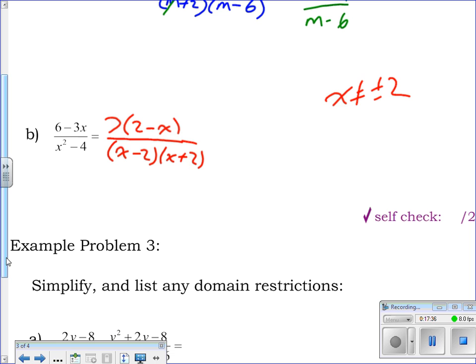Either way is fine. Now, I don't have a direct cancellation, but this is the opposite of x minus 2. So if I put a negative out in front, I can switch 2 minus x to x minus 2. Now I can reduce. These cancel, and I get negative 3 over x plus 2.